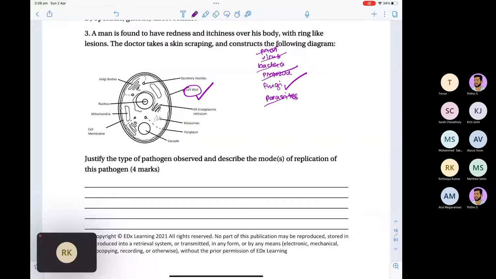What about the modes of replication of this? Let's go to Atul. I think Atul, your mic doesn't work. Atul, can you join on your phone, please? So you can turn your mic on and answer it as well. Meanwhile, I'll get Kriti. Kriti, how do fungi replicate?